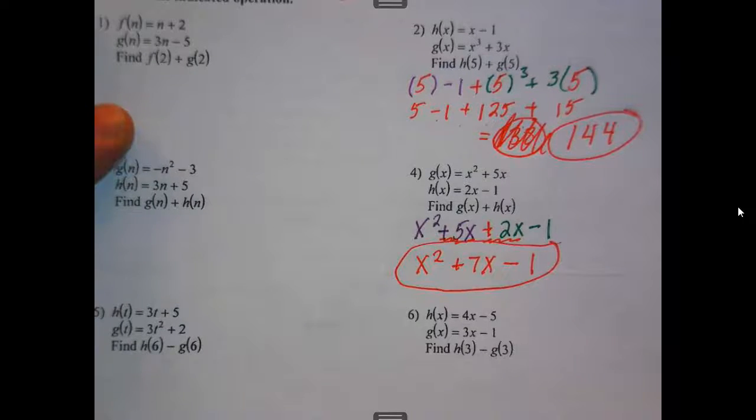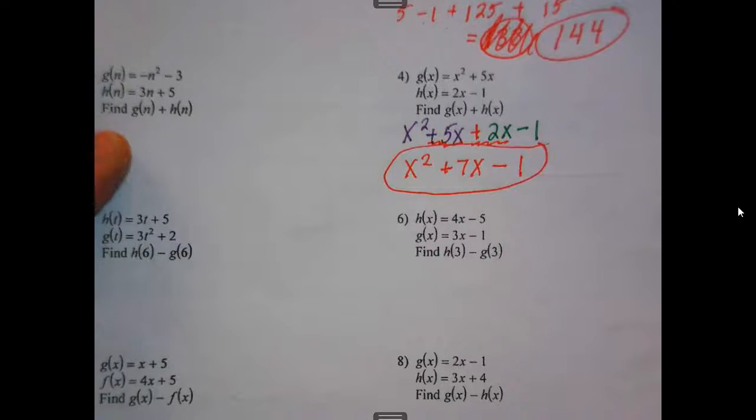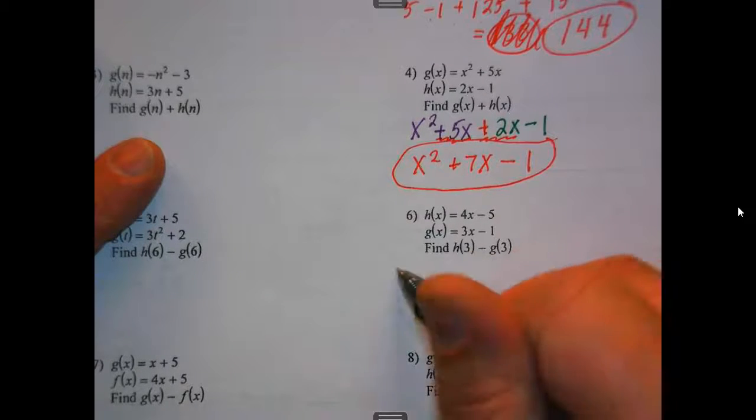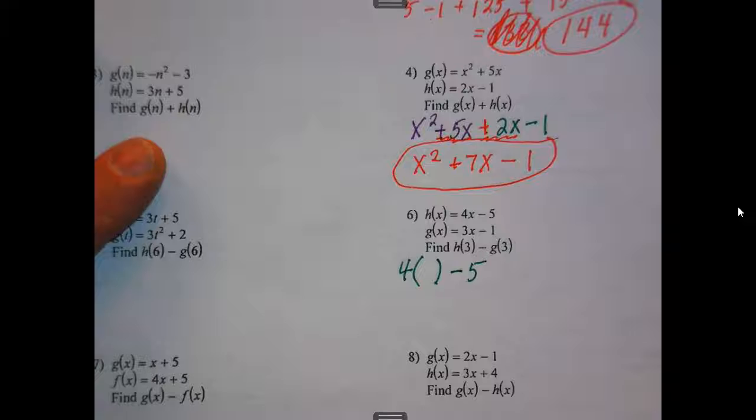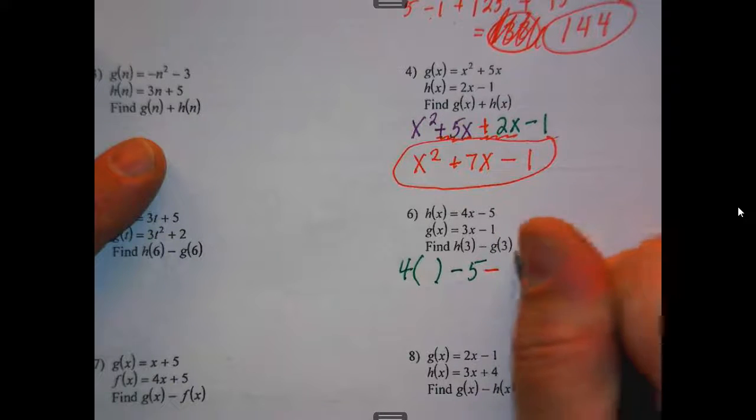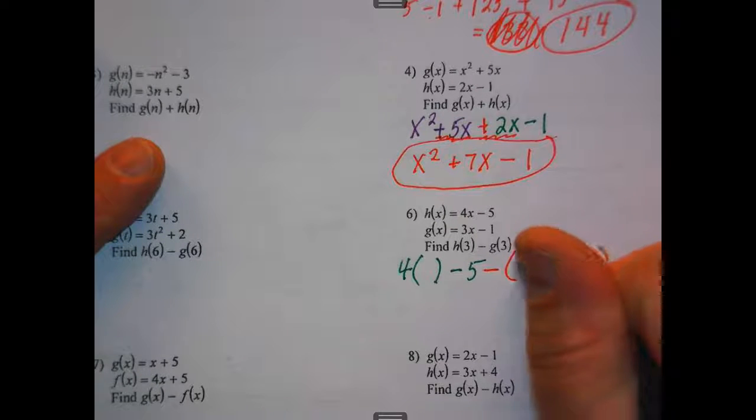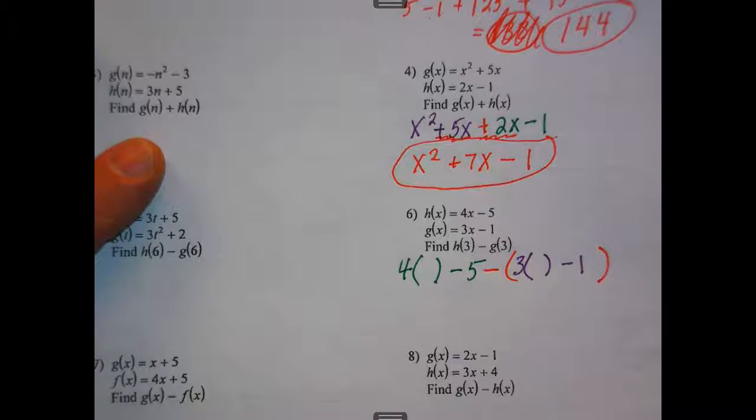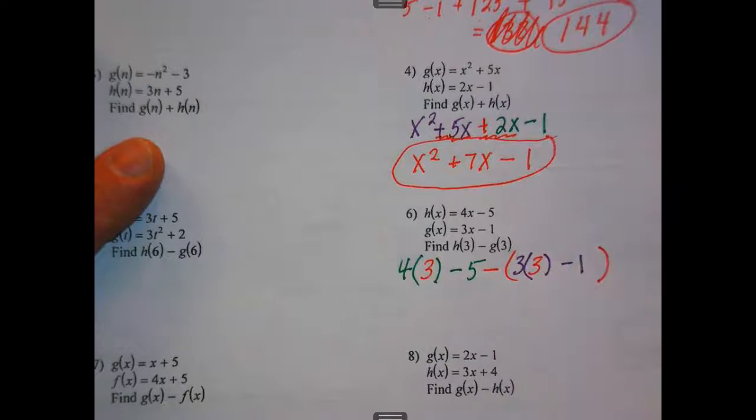Yeah, pay attention, guys. All right, number 6. I have to evaluate because I have values for x. See, the h of x, and my x is 3. So 4 parentheses minus 5. We're subtracting, so I need parentheses around the quantity. And my g of 3, so I have 3 parentheses minus 1, and my x's were what? 3 for h and 3 for g.